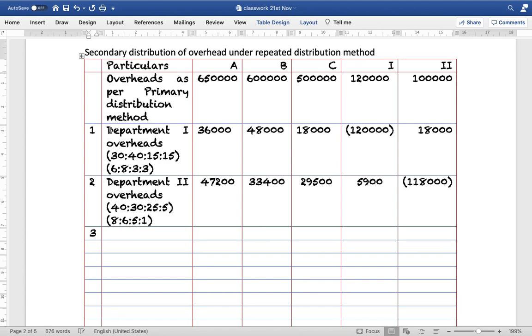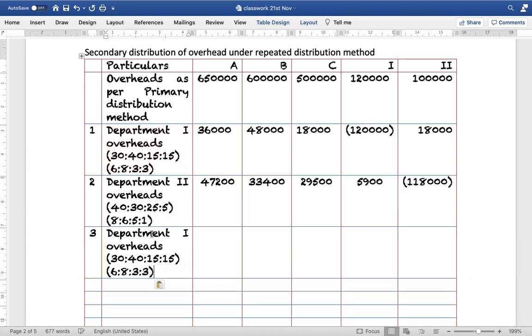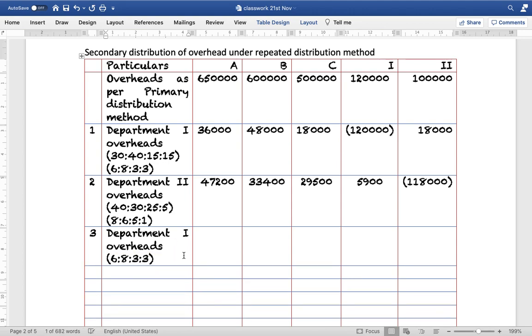Third one, department 1's overhead. The ratio of 6:8:3:3. So we have to take this 5,900 and divide it among the other departments. So 1,770, 2,360, 885. Again it is 885.